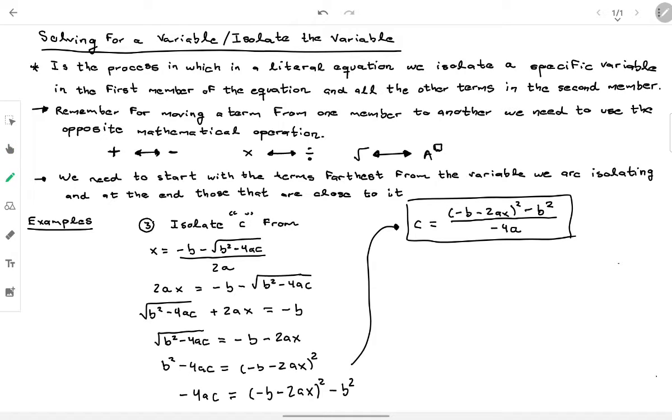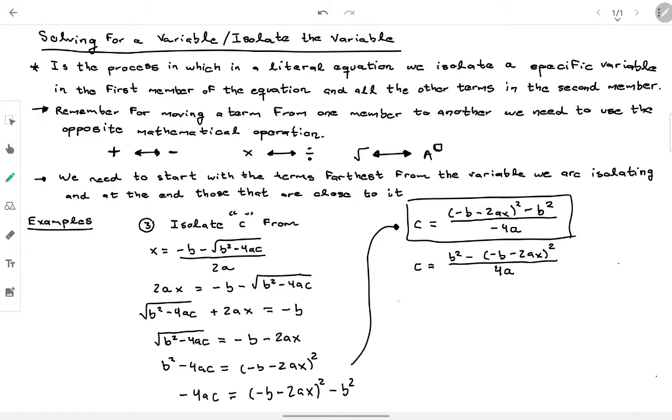So maybe we can put it as C equals B squared minus (B minus 2AX) all of it squared, and divided over 4A. So maybe we can put it that way to get rid of the minus sign that is on the bottom. What happens next? Maybe some people can try to expand this binomial squared in order to see if we can simplify it. So let's see.